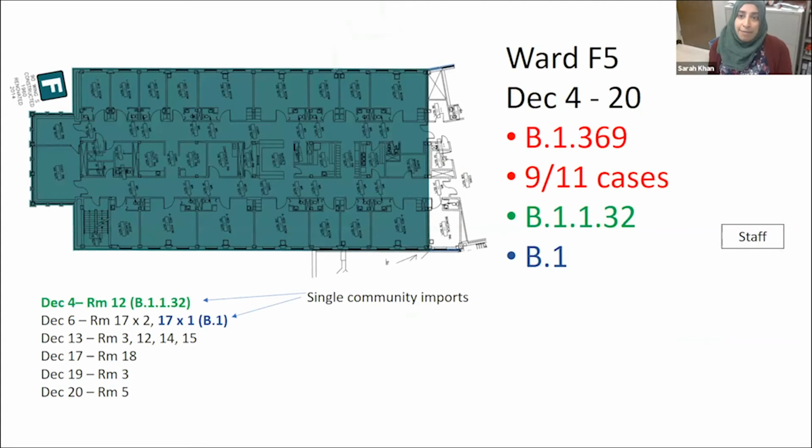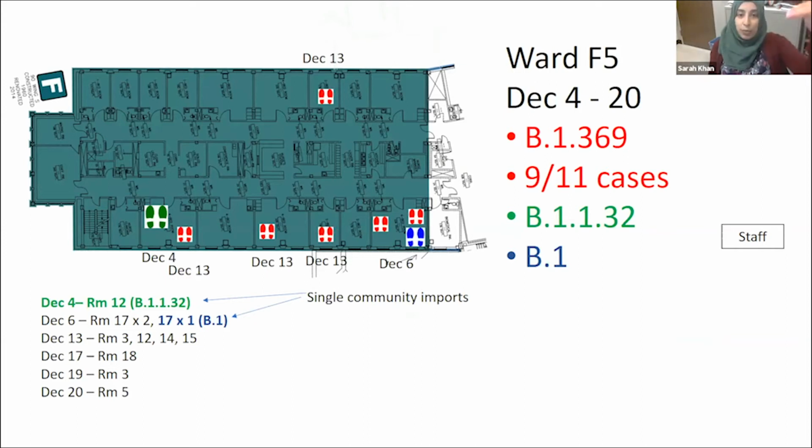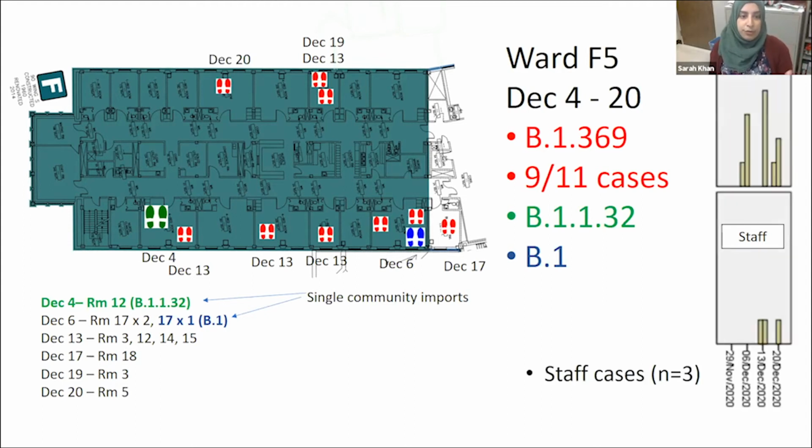The next ward, F5, December 4th to 20th, 9 of the 11 cases were B1369. And again, we have 2 community imports in the early days, but then B1369 spreads pretty quickly. And again, it's random, it's across the wards. It's not sort of following a sequence room to room the way an airborne pathogen typically spreads. And then eventually it burns out by December 20th, and the staff cases are closely aligned with the tail end of the patient cases.